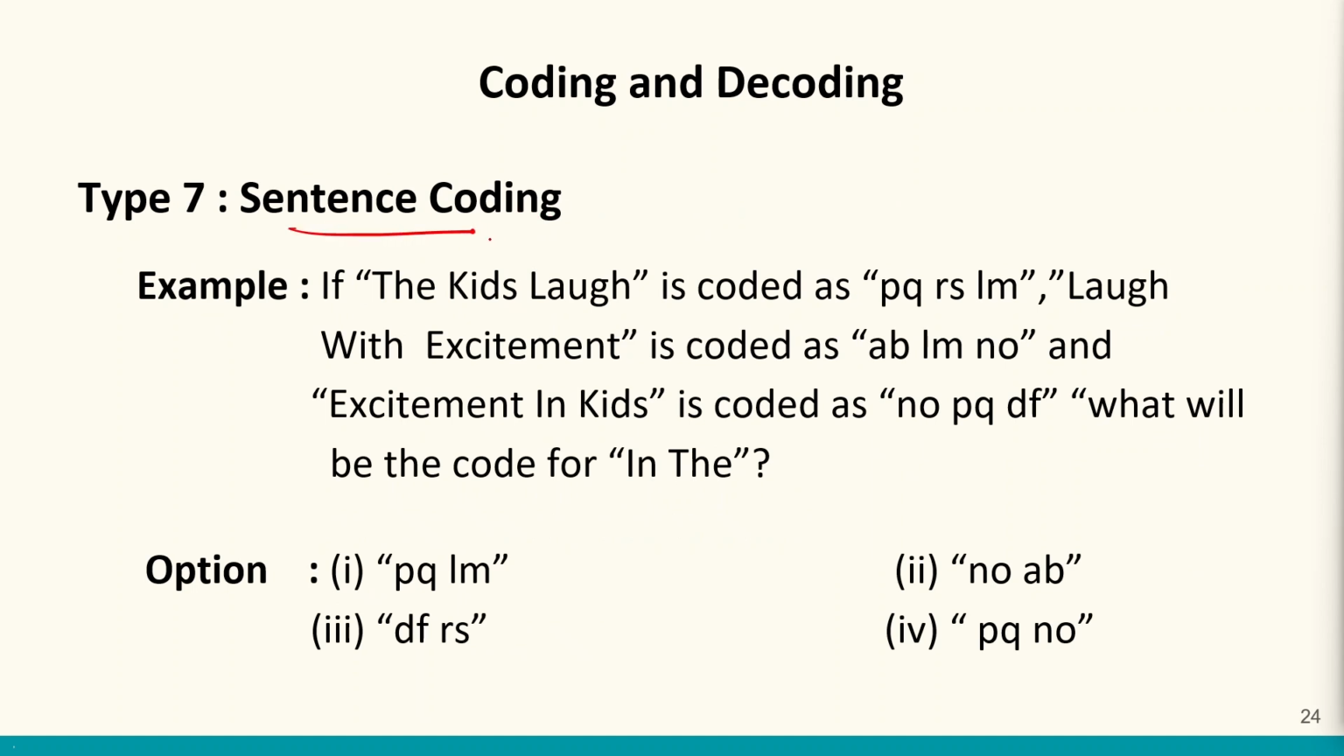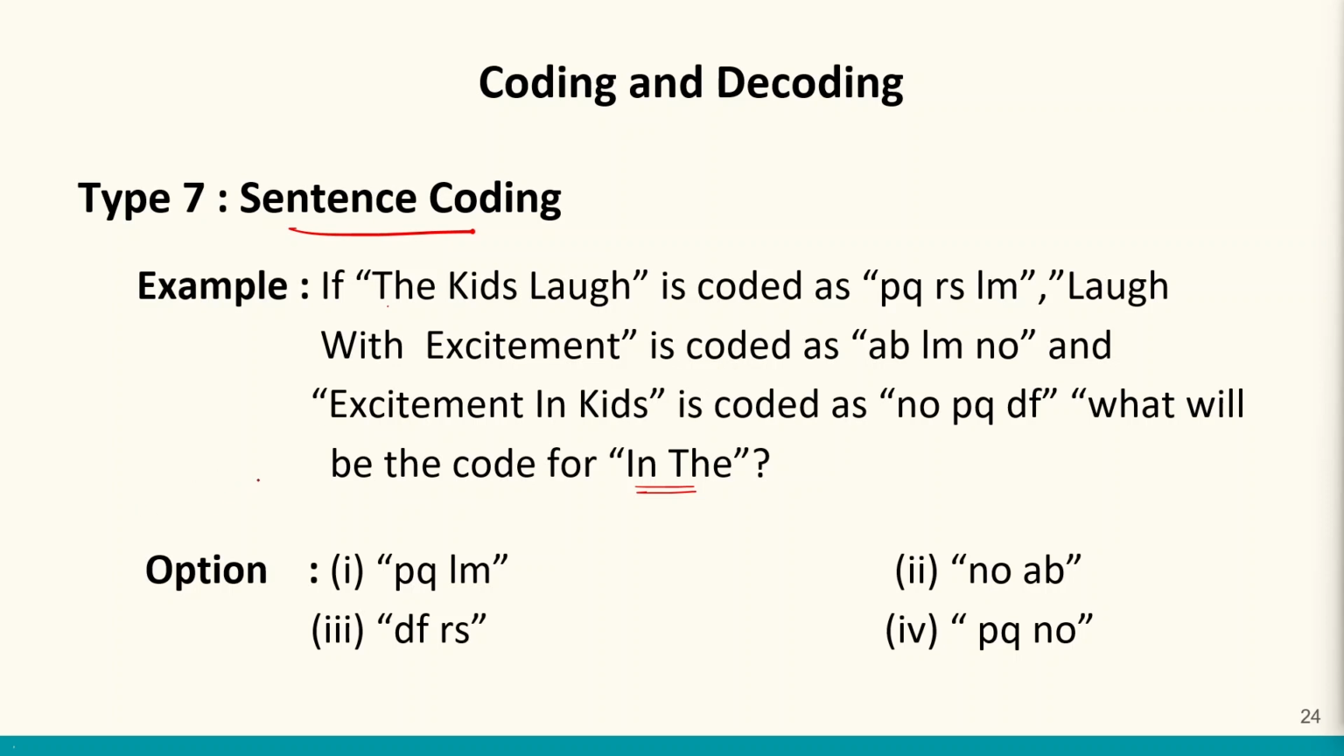So again, in sentence coding, we are given "the kids laugh" is coded as this, "laugh with excitement" is coded as this, "excitement in kids" is coded as this, and we have to find the code for "in the". Let us write. I'm using short forms only because we do not have that much space. Let's take a different approach. The kids laugh is coded as PQRSLM.